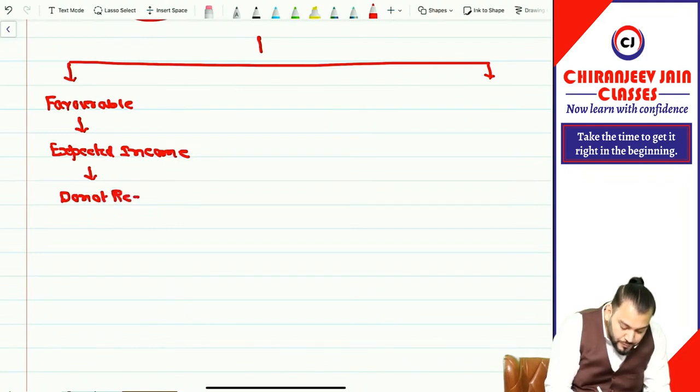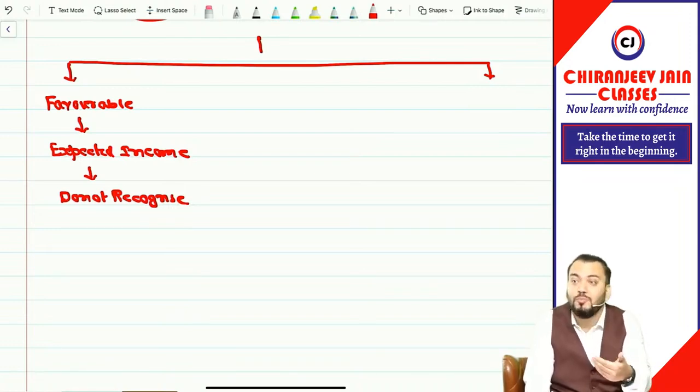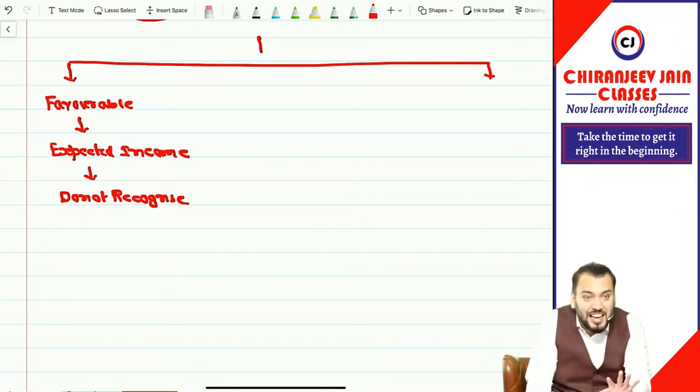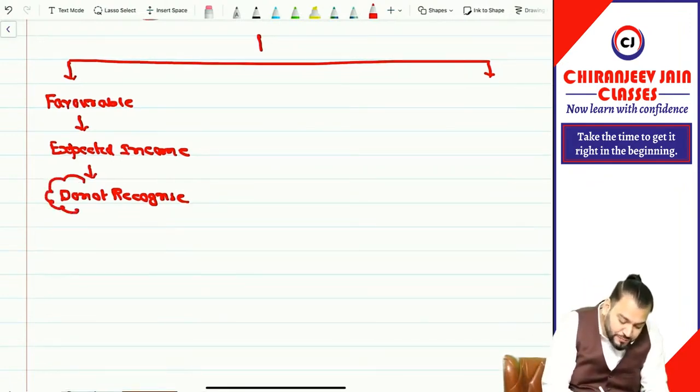Do not recognize. When I am saying do not recognize, what does it mean? First, recognize means what? Record in your books of account. Don't pass any journal entry. So when I am saying do not recognize, it means do not record in your books of account, which means don't pass any journal entry. I hope you have understood.